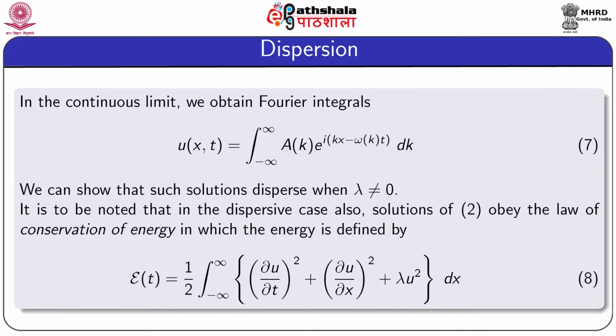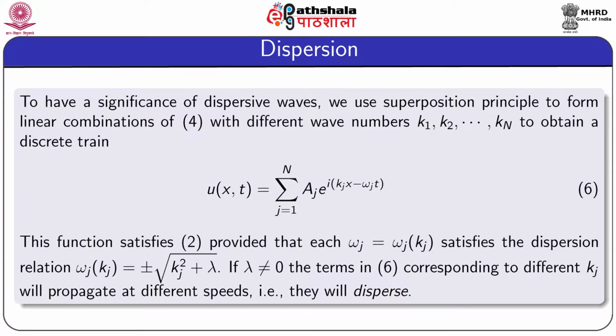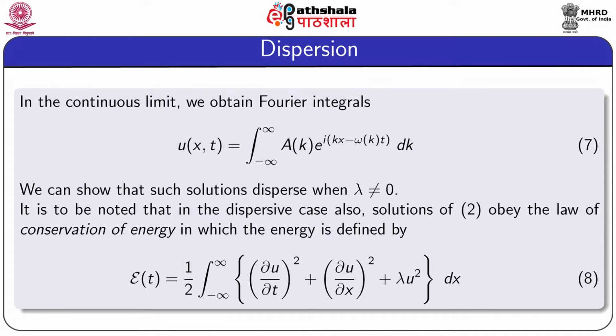We can generalize this by taking the continuous limit. Of course, the limit will exist as j tends to infinity. So, for that case we obtain the Fourier integral u equals integration from minus infinity to plus infinity of A(k) e to the power i(kx minus omega(k)t) dk. Here omega is not constant, this is a function of k, and you can show that such a solution is also dispersive for lambda not equal to 0.